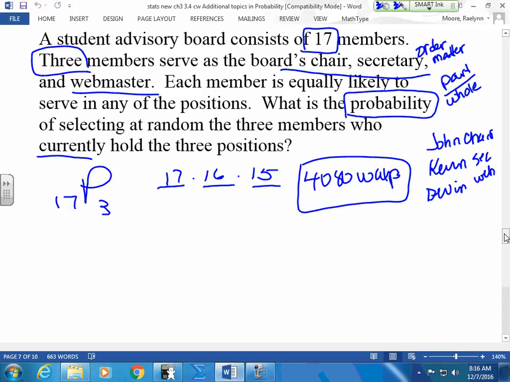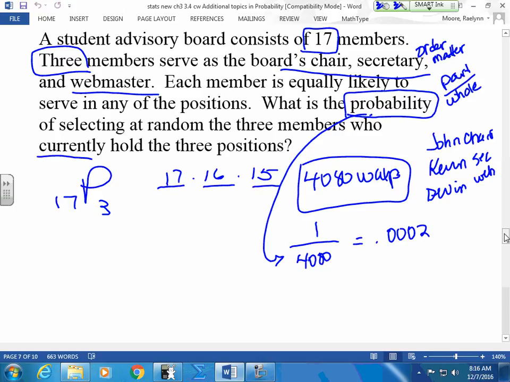One way. So my probability is part over whole. This is the answer to this question. First you've got to find how many ways, then you've got to set up your probability. In this case, there's only 1 way to find those 3 people in those 3 positions. So 1 over this, you can leave it like this, or you can convert it to decimals.